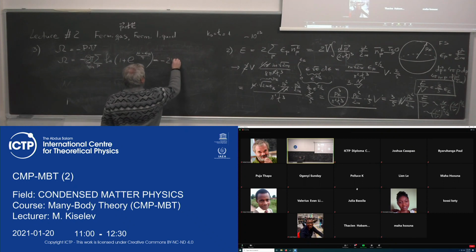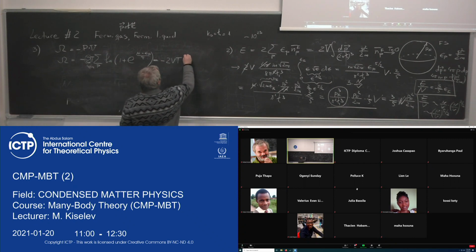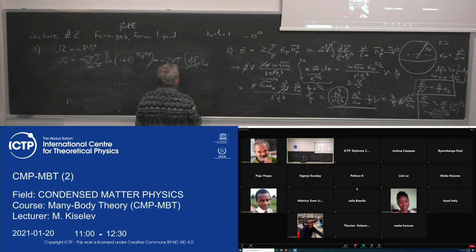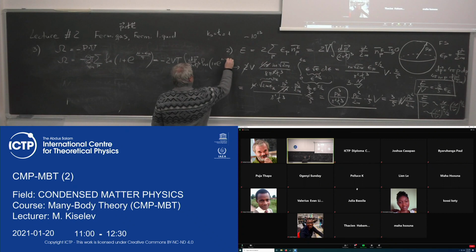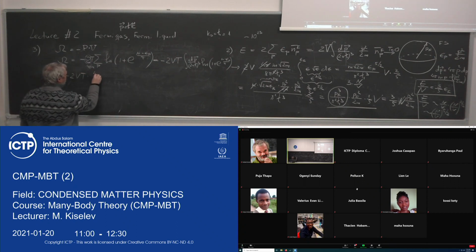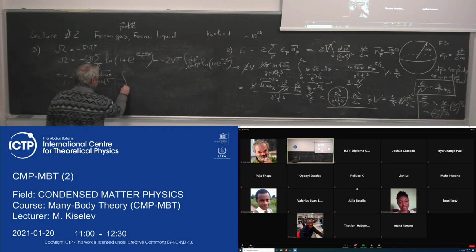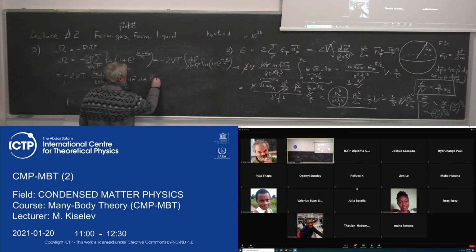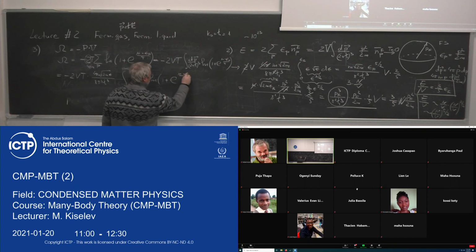So it is equal to minus 2 volume and temperature, and I have the integral dp over (2 pi h bar) cubed of log 1 plus e to the power mu minus epsilon p over temperature. It is equal to minus 2 volume temperature times 4 pi. Everything is isotropic, so I can convert my integration over momentum to integration over energy. m square root of 2m epsilon divided by 8 pi cubed h bar cubed. And here I have the integral from 0 to infinity, square root of epsilon d epsilon log of 1 plus e to the power mu minus epsilon over temperature.